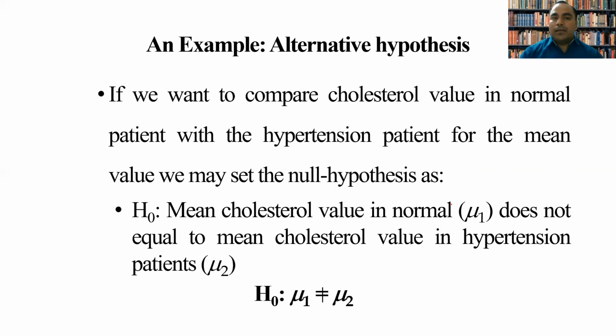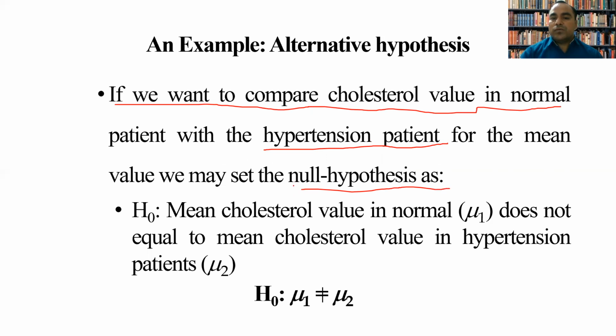It's simple. Now we have an example, and we can have more clarity with help of this example. If we want to compare cholesterol value in normal patients with hypertensive patients, for the mean value, we may set the hypothesis. Here we are talking about the alternative hypothesis. This is a typo on the slide. This would be H1, not H0. You can write H1 here.